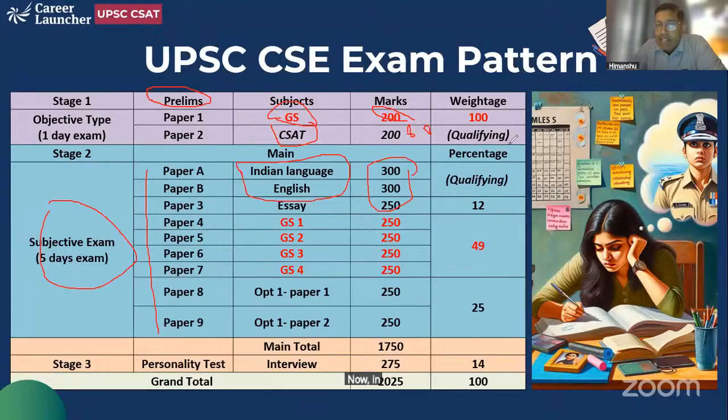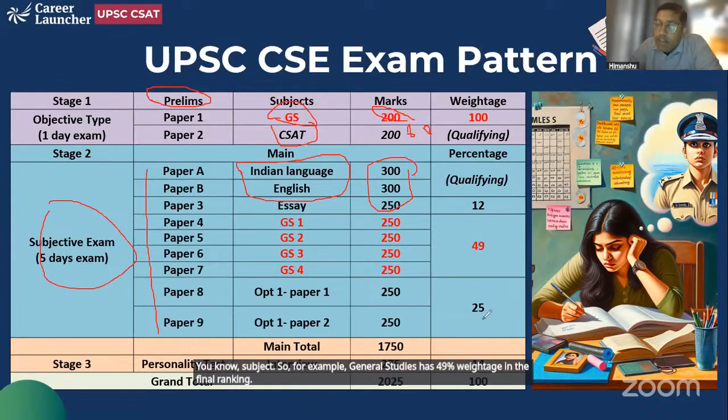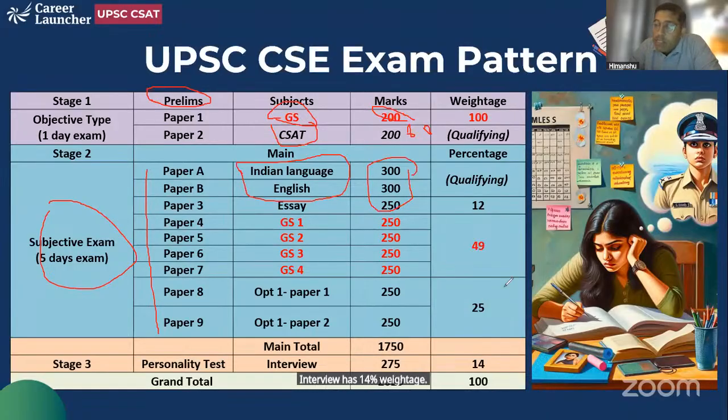Now, in the last row, you can see some numbers written in the last column. These are the weightage in the final ranking of that particular subject. So, for example, general studies has 49% weightage in the final ranking. Interview has 14% weightage. Optional subject has 25% weightage and essay has 12% weightage. So that is all about the UPSC civil service exam pattern.